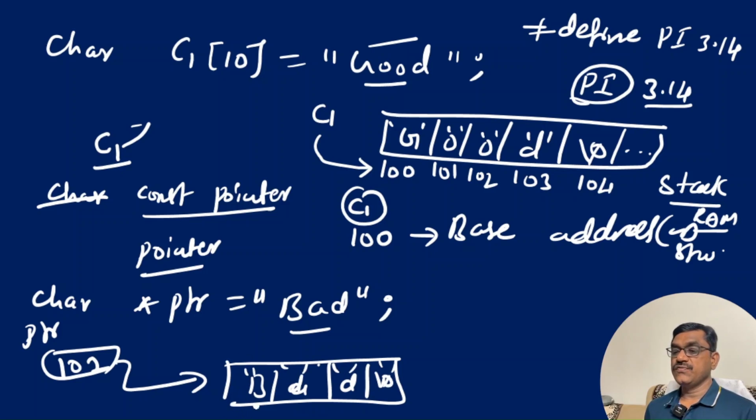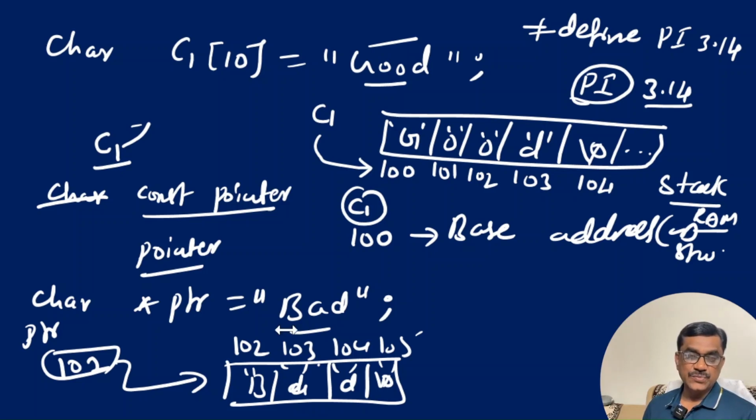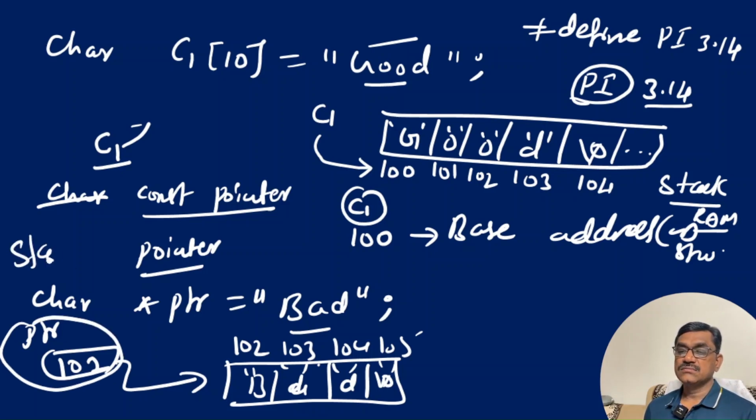Assume that the address of the first character is 102 and then 103, 104, 105. Whenever we say char *ptr = "bad", the meaning is that bad is stored somewhere. We don't know the exact memory location. Bad is stored somewhere, but its base address, 102, is stored in ptr, and the variable ptr is stored in the stack. Like the C1 array is stored in the stack, and good is also stored in the stack.